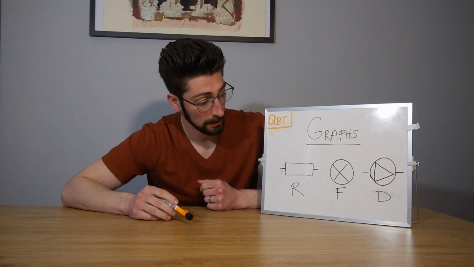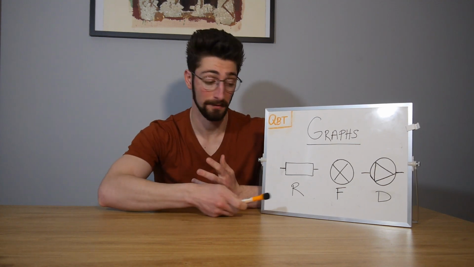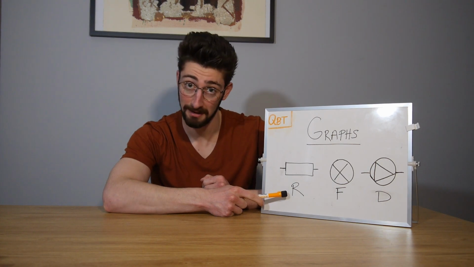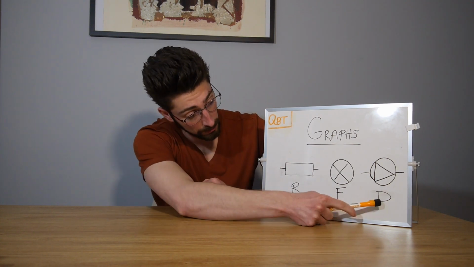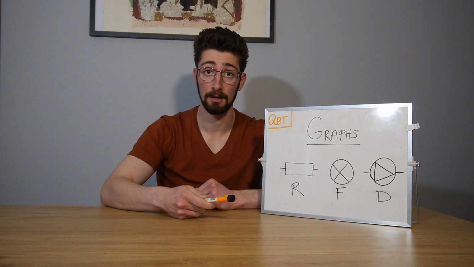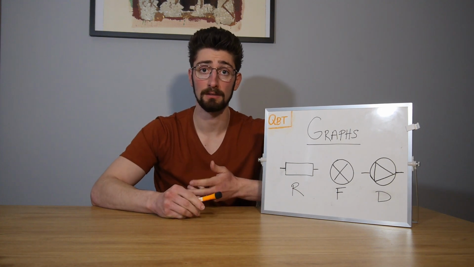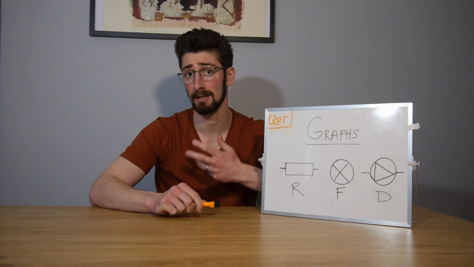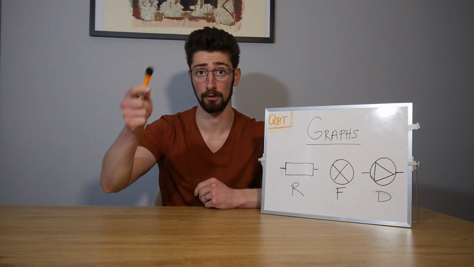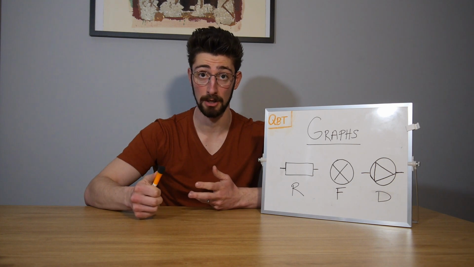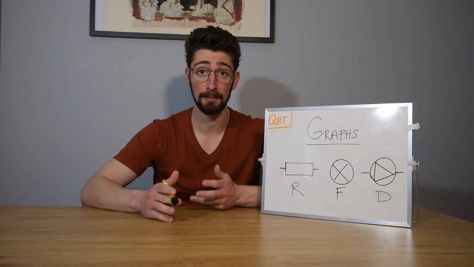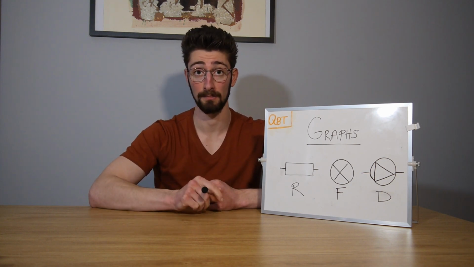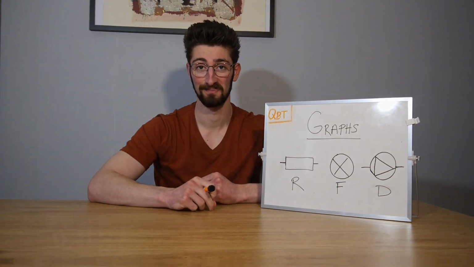You need to know the IV graph for a resistor, a filament bulb, and a diode. The reason that you need to know these is that they can be very good marks in your exams. You can easily get 2 or 3 marks just by drawing the graph and then explaining the relationship. I'm going to talk a little bit more about that in this tutorial video that I've made for you, so check it out.